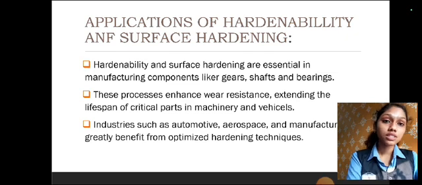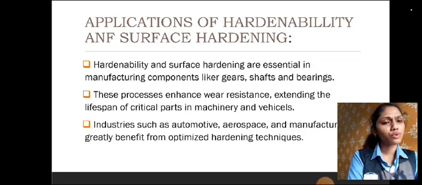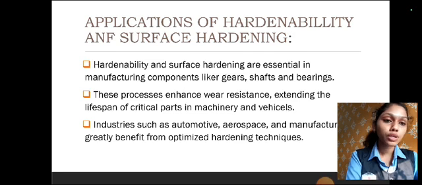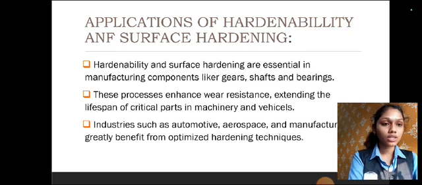Applications of hardenability and surface hardening. Hardenability and surface hardening are essential in manufacturing components like gears, shafts, and bearings. Surface hardening is used to create parts for machines, chains, fasteners, screws, engine crankshafts, rifle bolts, firing pins, and more, as well as construction, mining, and heavy machinery parts. This process enhances wear resistance, extending the lifespan of critical parts in machinery and vehicles. Industries such as automotive, aerospace, and manufacturing greatly benefit from optimized hardening techniques.